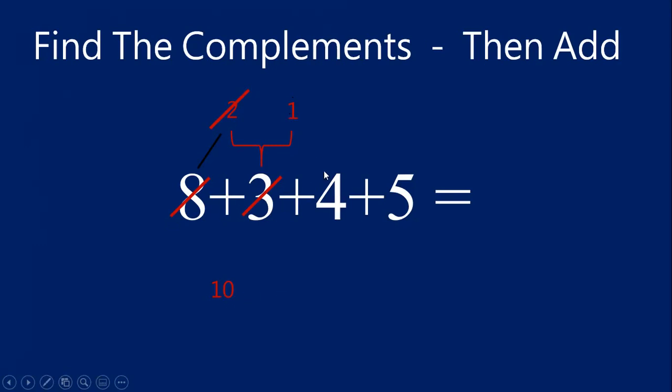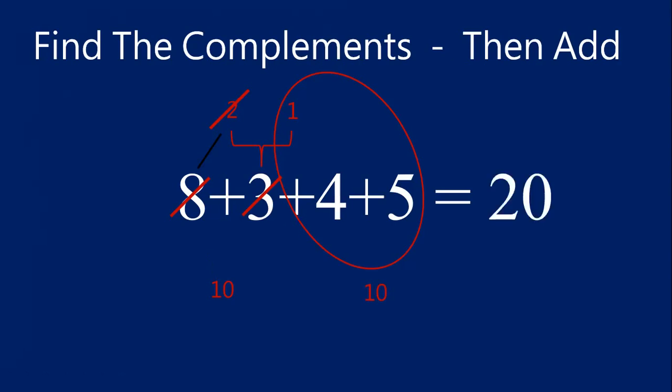Now we have 1, a 4, and a 5 left. Now we can quickly and easily see that 1 and 4 add together to make 5, and 5 and 5 are complements to make 10. And so we can add 10 plus 10 very quickly in our head and again get the answer of 20.